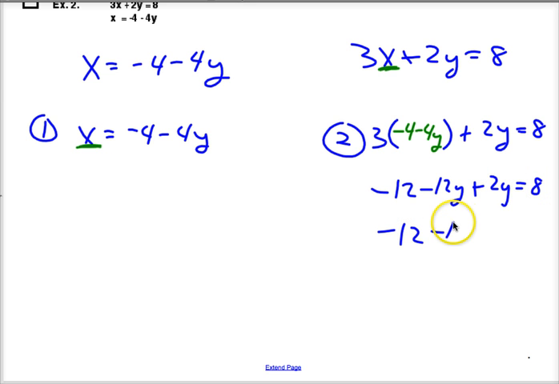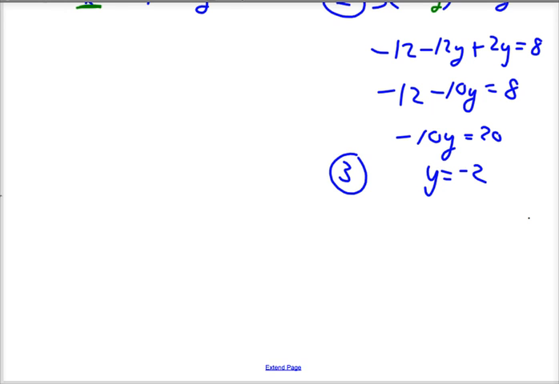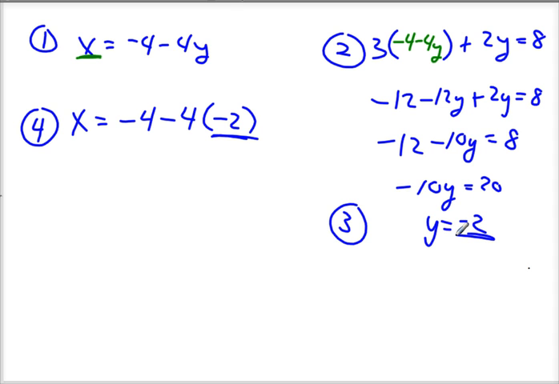And now we're just solving a simple equation. Negative 10y equals 20, y equals negative 2. That's my step 3, getting that solution. Again, I have all this space over on the left-hand side now, so let's do our step 4 over here. I've got to figure out what x equals. X equals negative 4 minus 4y, but we think y is negative 2. So plug that in. Negative 4 times negative 2 is positive 8. We think x is 4. So we think answers are x is 4, y is negative 2.